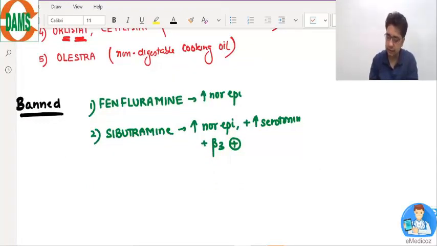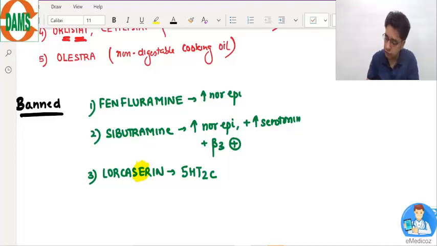Third drug you will write is lorcaserin. How to remember? You are seeing the word serine is coming. It means it is some serotonin analog. There is one receptor of serotonin, the 5-HT2C receptor, and when you stimulate this 2C receptor, it decreases appetite. Now this drug has been banned 4 months back.